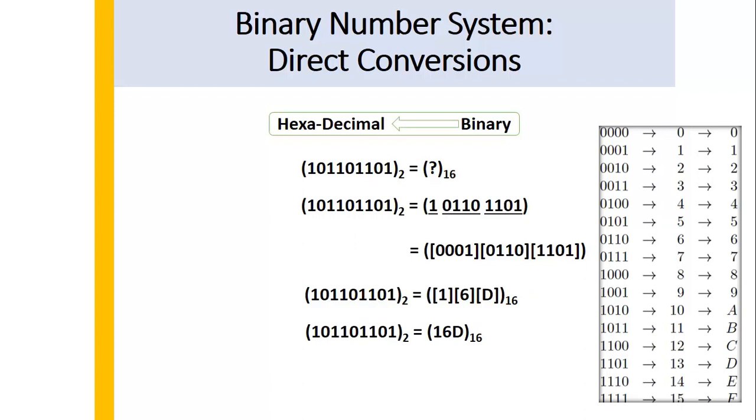Any one digit in hexadecimal is again represented by 4 bits in binary. So for a binary number, we group the bits in combinations of 4 each, starting from the right hand side. So it becomes 16D. The hexadecimal equivalent of 101101101 is 16D.